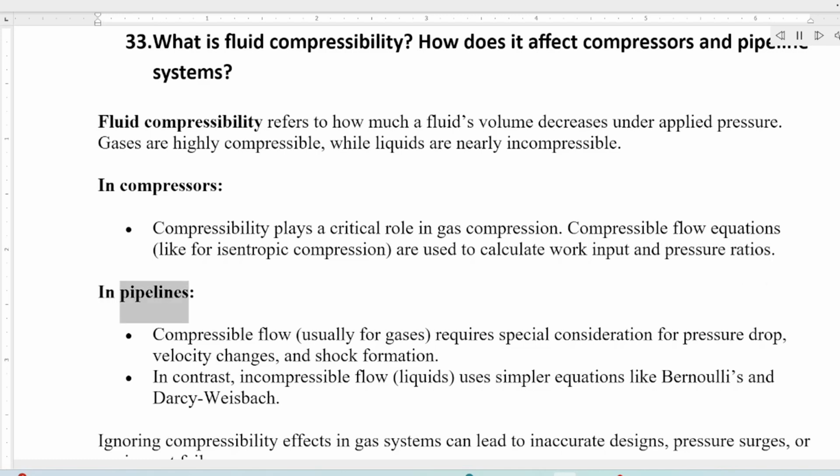In pipelines, compressible flow, usually for gases, requires special consideration for pressure drop, velocity changes, and shock formation. In contrast, incompressible flow, liquids, uses simpler equations like Bernoulli's and Darcy-Weisbach. Ignoring compressibility effects in gas systems can lead to inaccurate designs, pressure surges, or equipment failure.